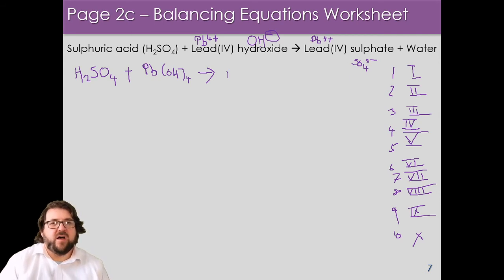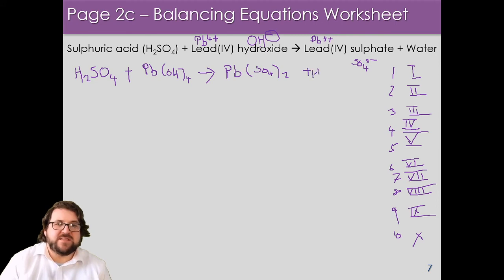So if I've got a 4 plus and 2 minus ions, then the formula must be that I need 2 sulfates for every lead to cancel out the charge. So I'm going to write Pb(SO4)2. And water. Water is H2O. I expect you to remember that one if you don't mind.